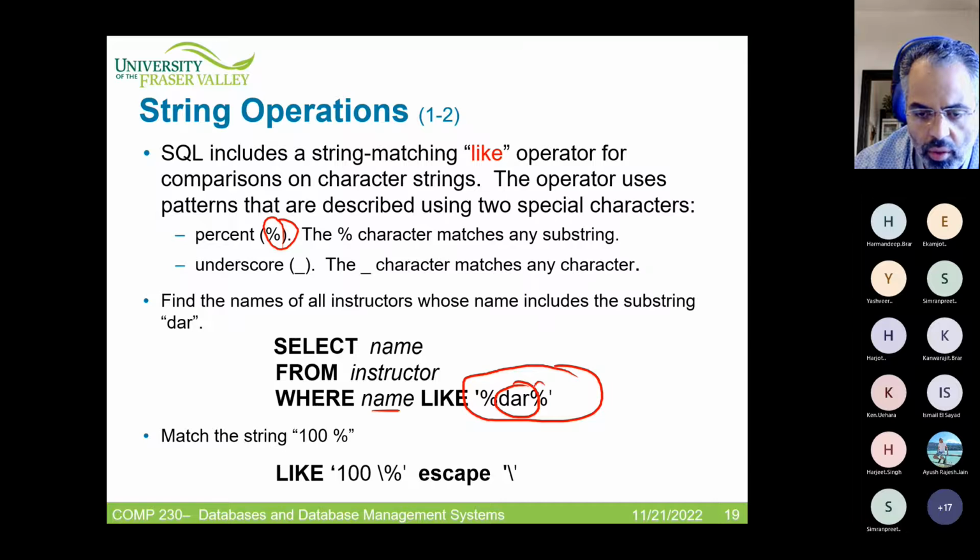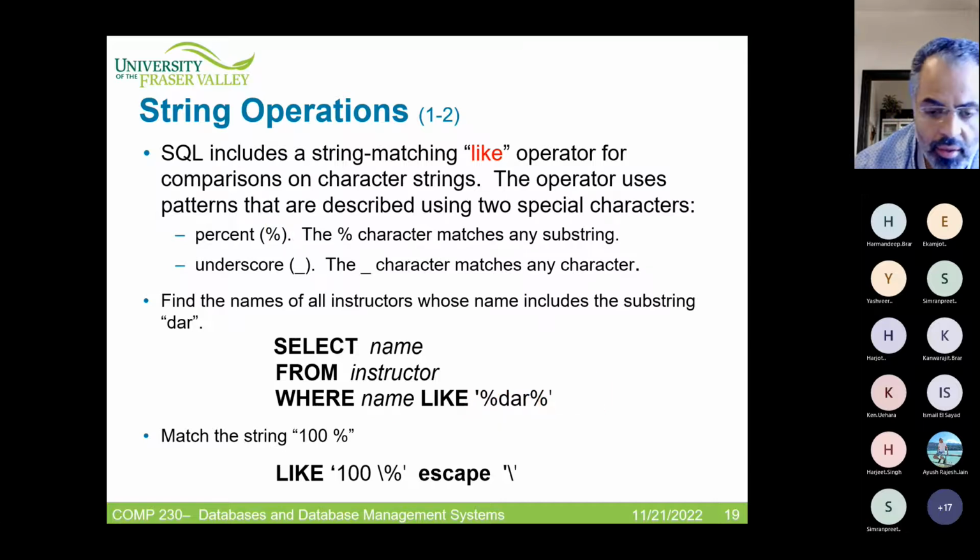I don't care about what will come after R, and I don't care what will come before D. So percentage means I don't care about the rest of the strings or the characters that come after or before this character. If I use it like this, it means that I'm searching for a name that starts with DAR. I don't care what comes after DAR, but it is a must to start with DAR.